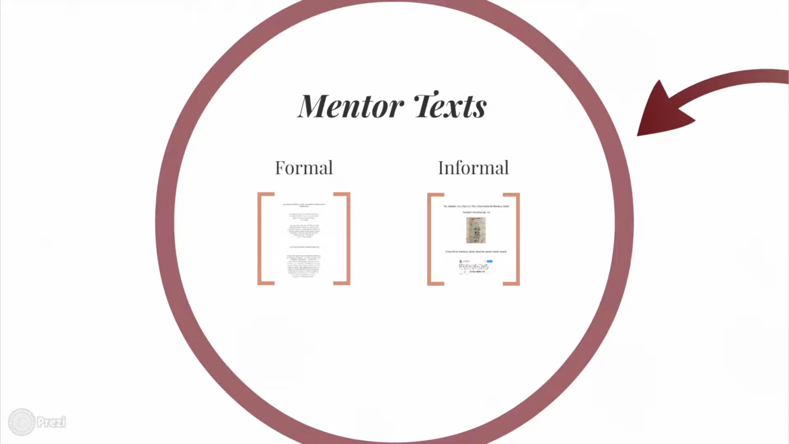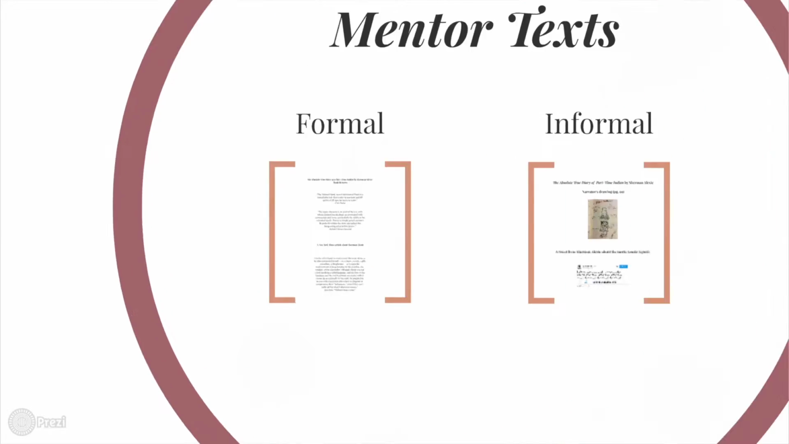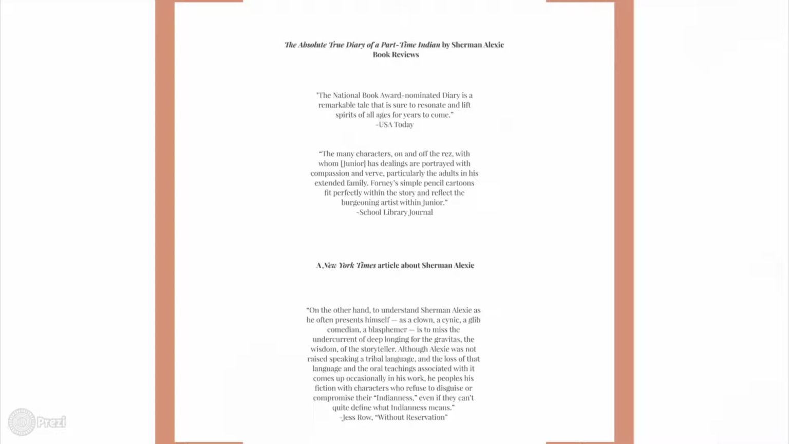Okay, and here are a couple mentor texts that we have for you guys to show formal and informal voice. So the first section is formal, and we have a few excerpts from the beginning of The Absolute True Diary of a Part-Time Indian by Sherman Alexie. And these are a few book reviews written by USA Today and the School Library Journal on their professional opinions on what they thought about Sherman Alexie's book.